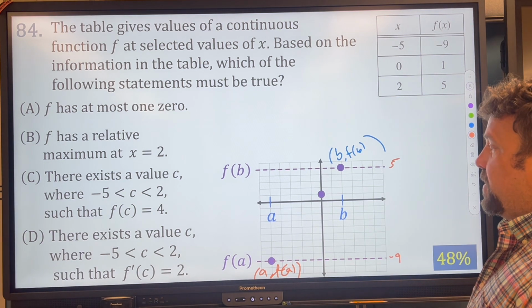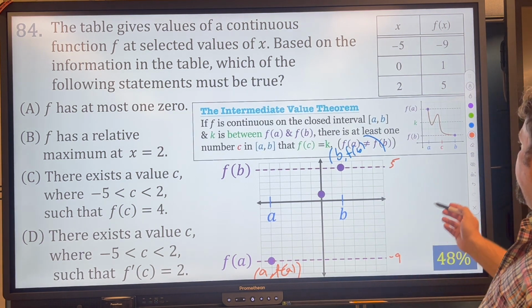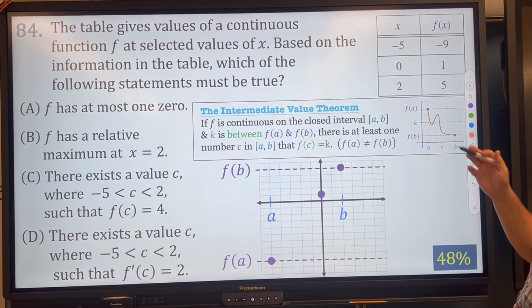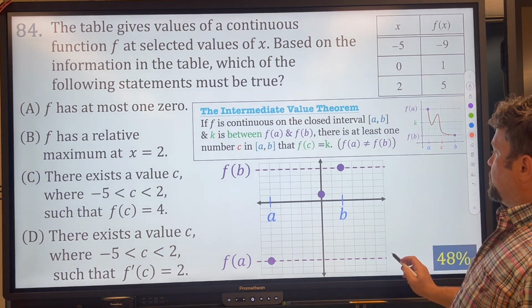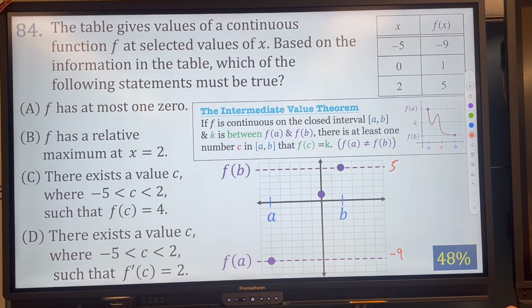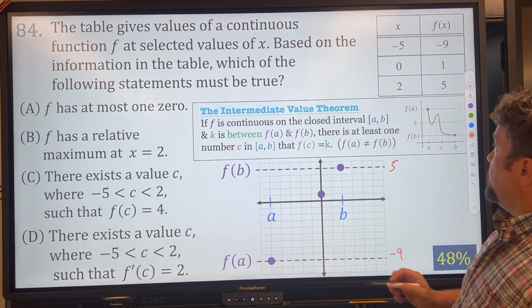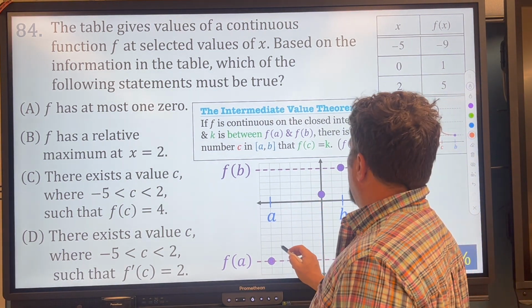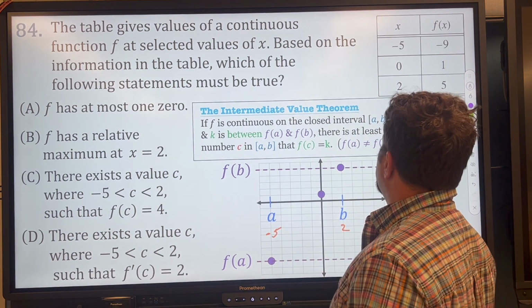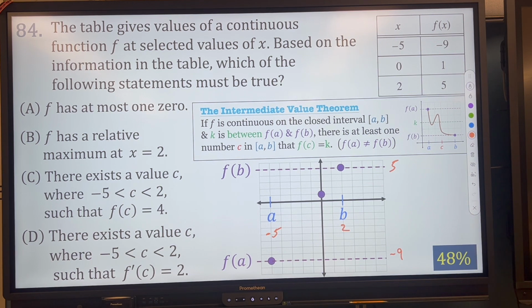What else do we got? Is there a value c? Well, we're going to use the intermediate value theorem. What is that? If f is continuous on the closed interval, there is a k between f of a and f of b, where at least one number c is between these numbers. What's this? -5 and 2. So there's a c between them, and there's an f of k between them.